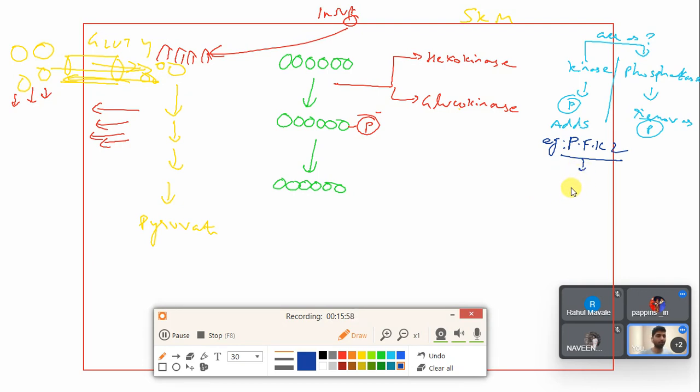So if this is the enzyme PFK2, one acts as a phosphatase and removes the phosphate, and on the other hand, the other acts as a kinase. So this is one exception among kinase enzymes. Even though its name is phosphofructokinase 2, it can act as both phosphatase and kinase. Which one it acts as depends on the substrate that is present.